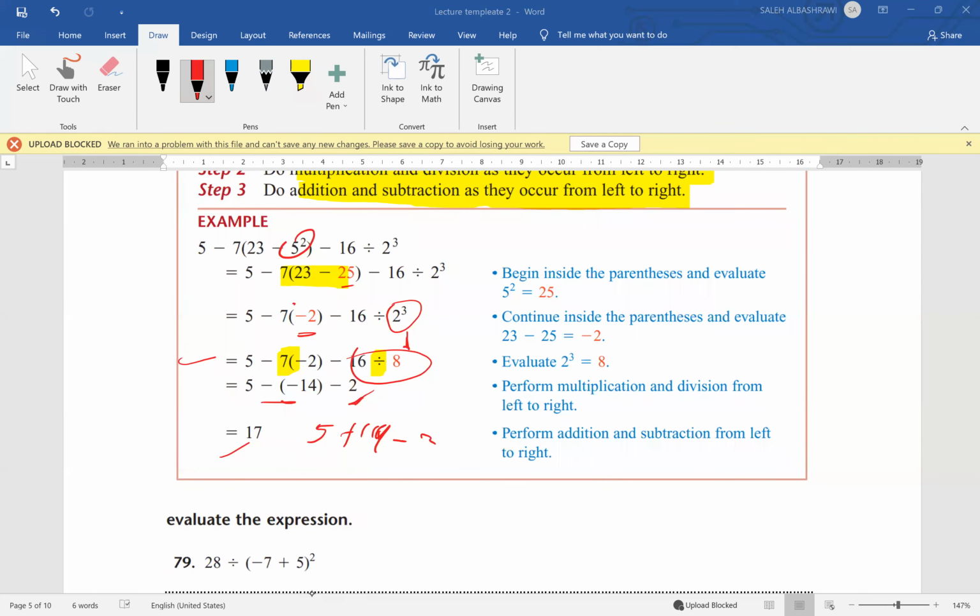So the idea is to go with the innermost. If we have brackets or parentheses, we'll try to simplify what is inside the parentheses. Then we look for the powers, then multiplication and division. The last step will be addition and subtraction.